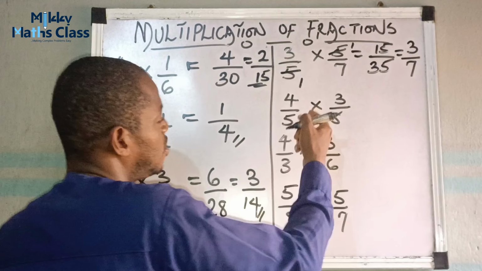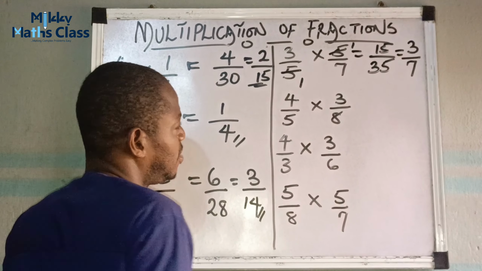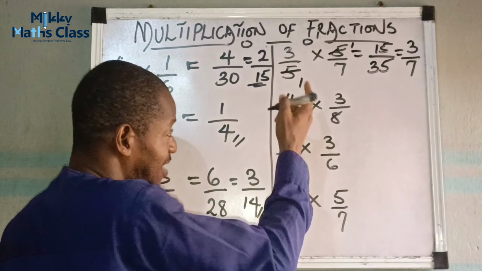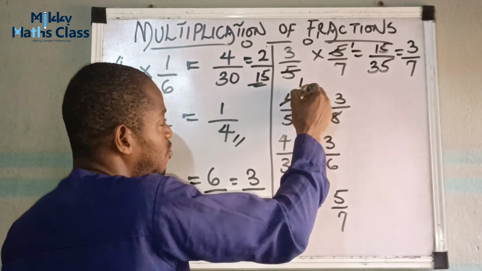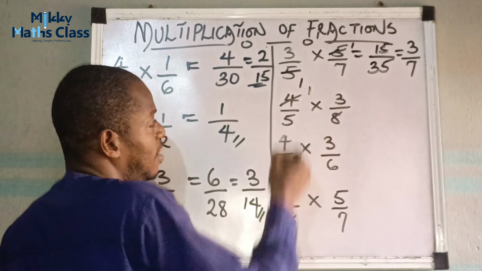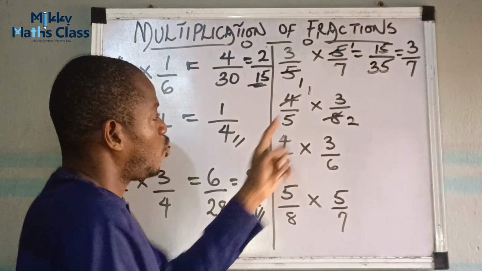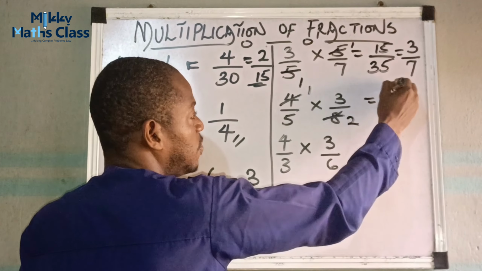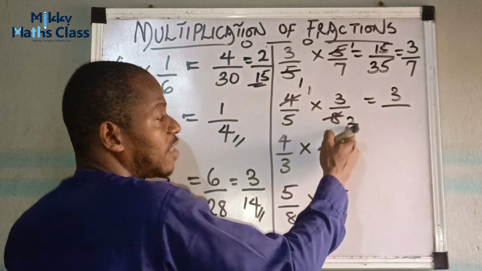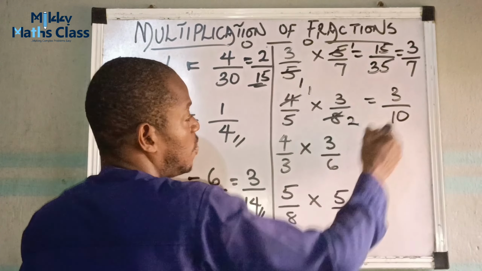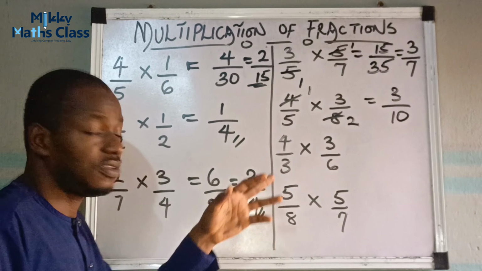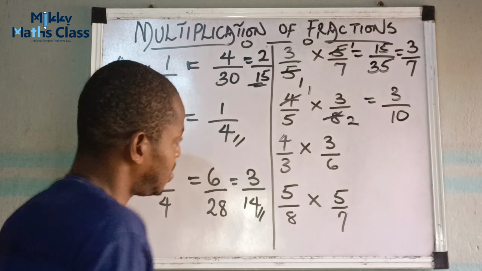Okay, let's look at this one. 4 times 3. We can use that method we just learned now. I can use 4. 4 in 4 is 1. 4 in 8 is 2. So 1 times 3 is 3 over 5 times 2 is 10. Nothing else can divide 3 and 10, so we leave it like that.